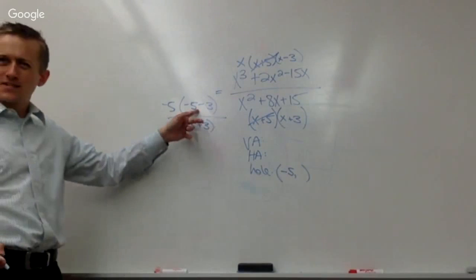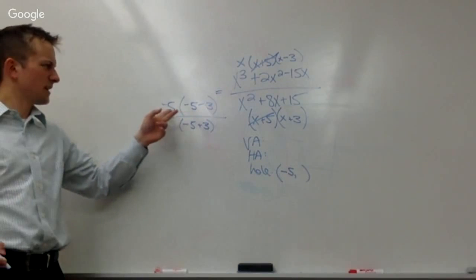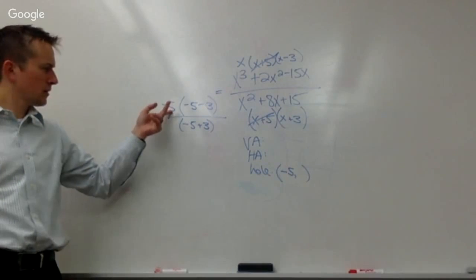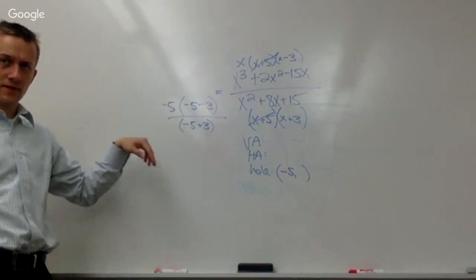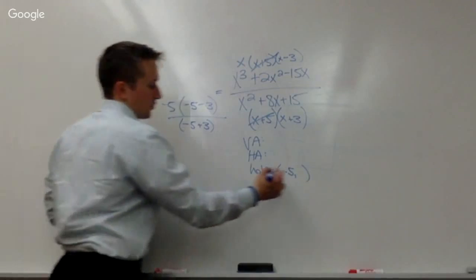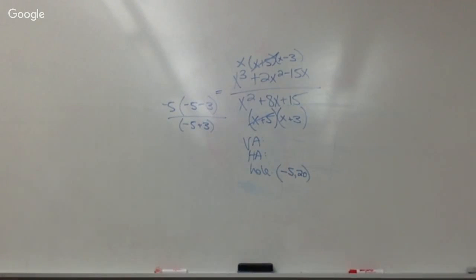So what is -5 minus 3? -8, right? -8 times -5? 40 divided by, what's this? -2, right? 40 divided by -2 is -20, right? Does everyone see what I did there to find the y of that? Okay, so if you were graphing it, Stephanie, you could go straight to -5 and -20 after you graph it and just put a hole right there.